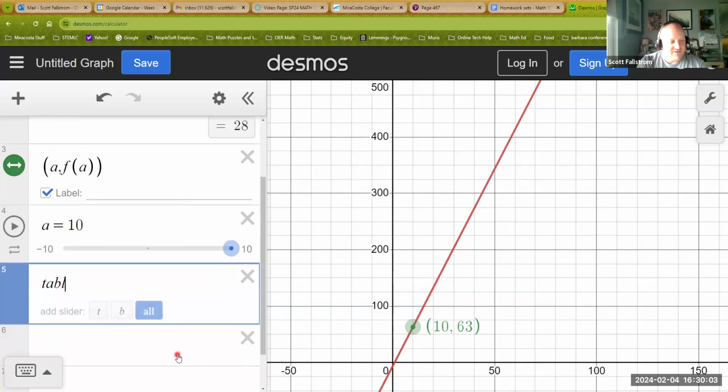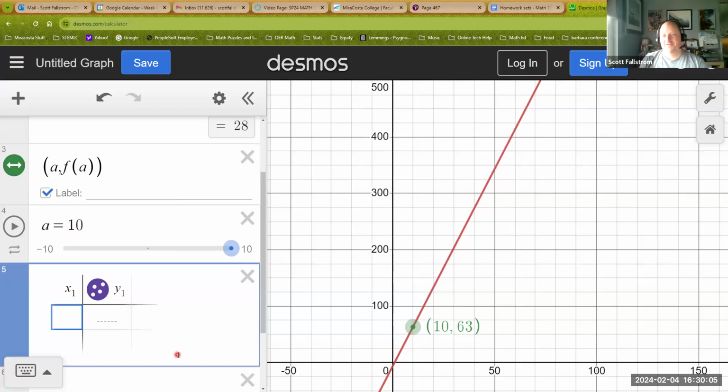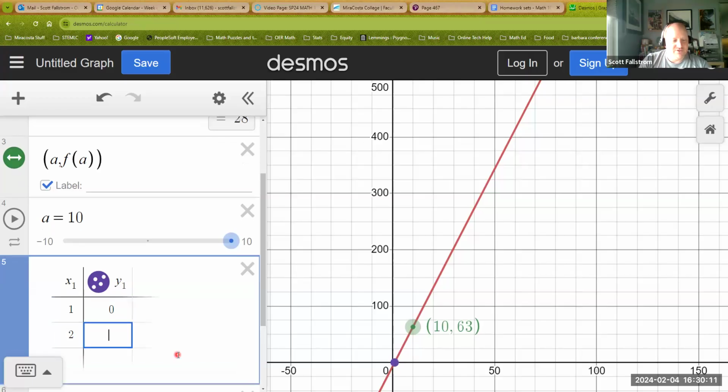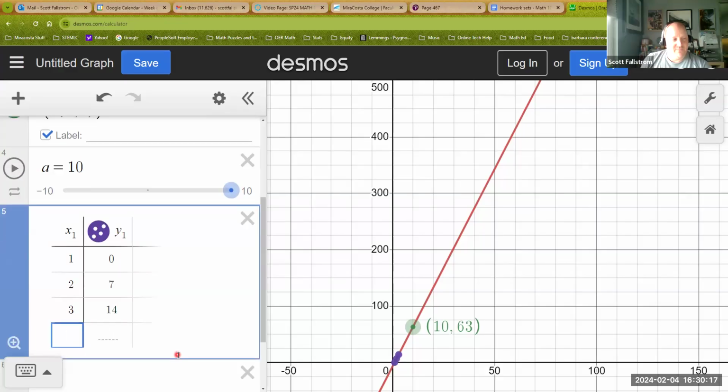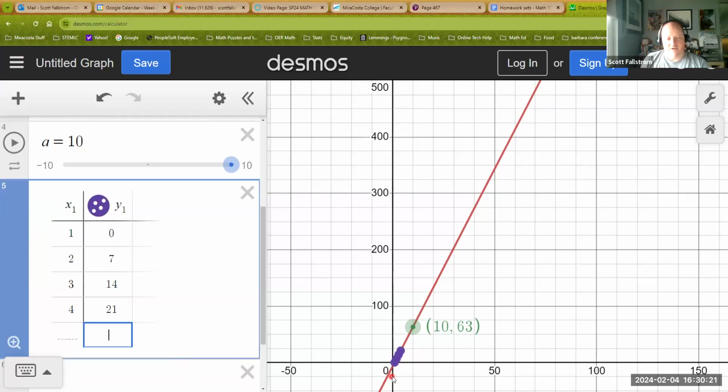And I think you can, that's even cool, just type the word table and it'll let you put the points in. So if we had the point (1, 0), and then we had the point (2, 7), then we had the point (3, 14). These are the points that would actually be on the line, right? You can say (4, 21). So you can actually, there they are.